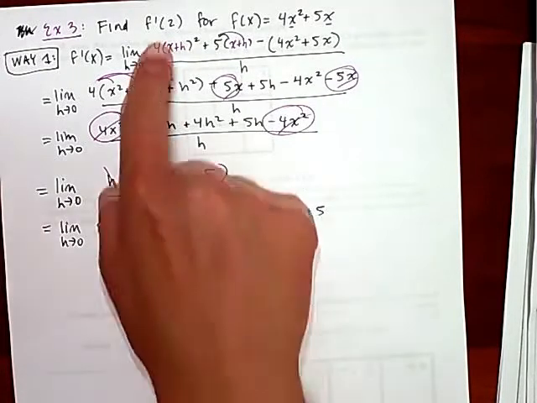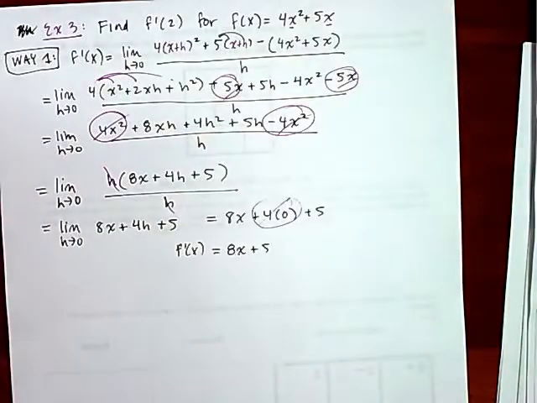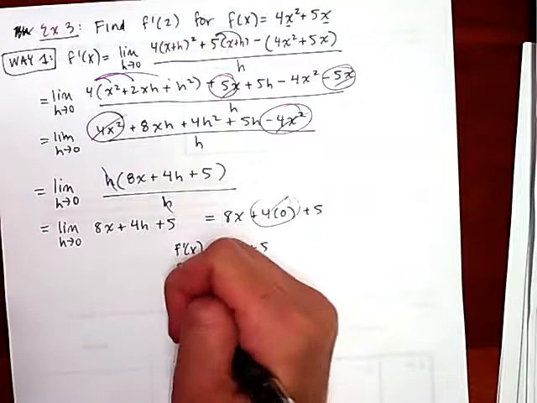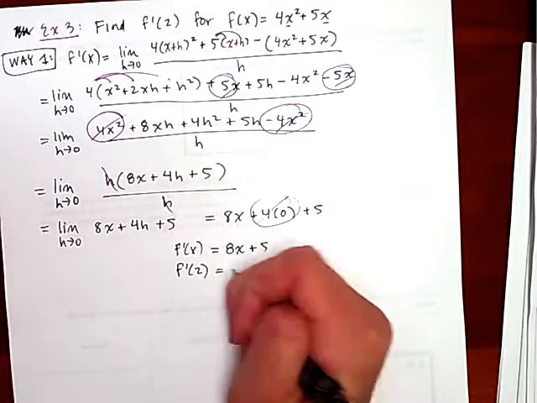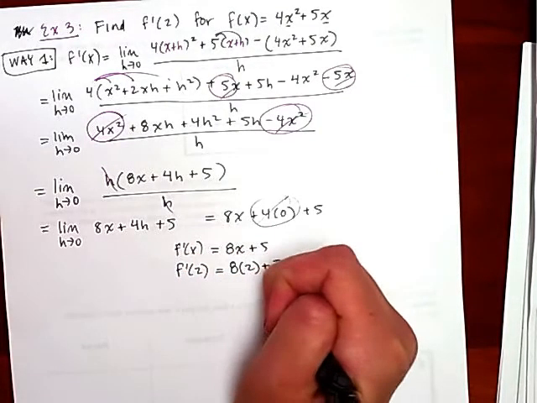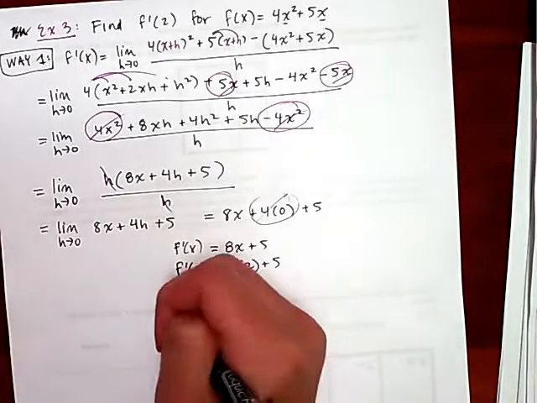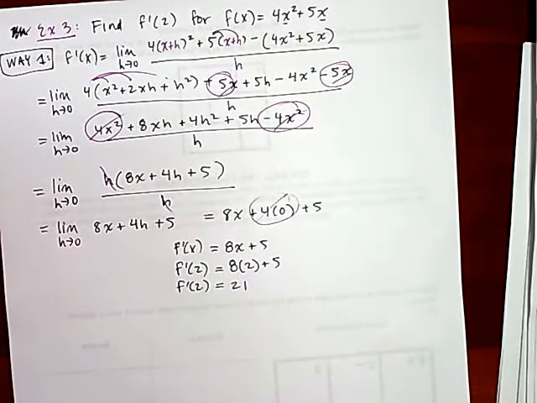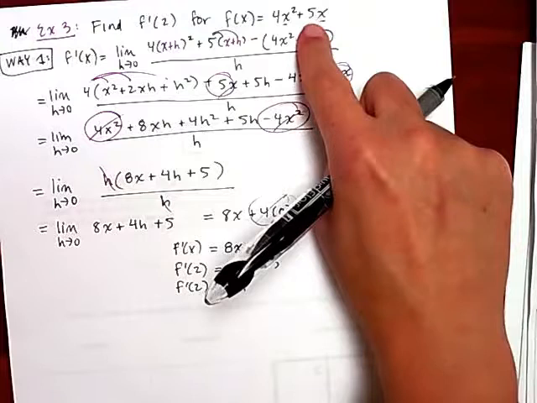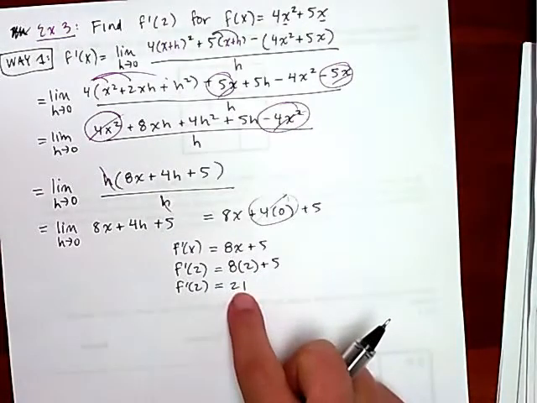Now remember, if we come back, I asked for it at 2. So then I would plug in 2 for x. So f prime of 2 would be 8 times 2 plus 5. So 16 plus 5, and I get 21. So that means the slope of the tangent line of that quadratic function that I started with is 21 at x equals 2.